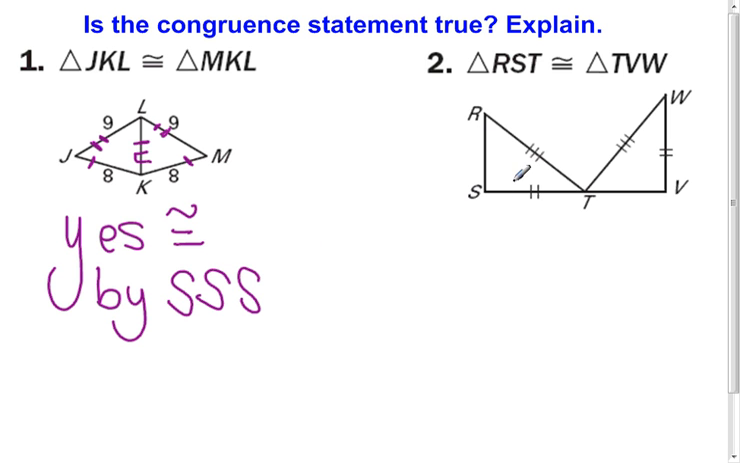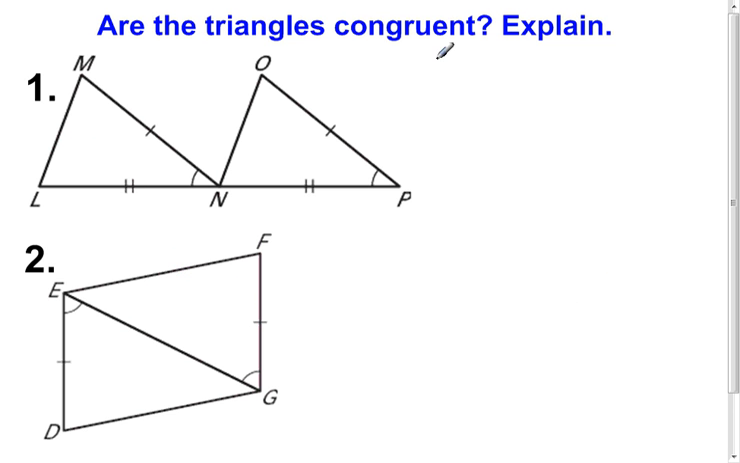Okay, let's take a look here. We have one pair of congruent sides. We have another pair of congruent sides. But do we have any more information? We don't know anything about the angles. We don't know anything else about the other side. So no, we don't know. There's not enough information.